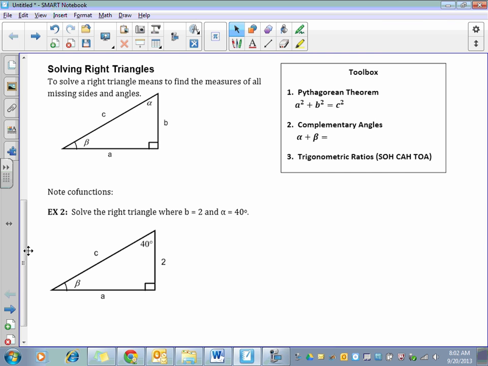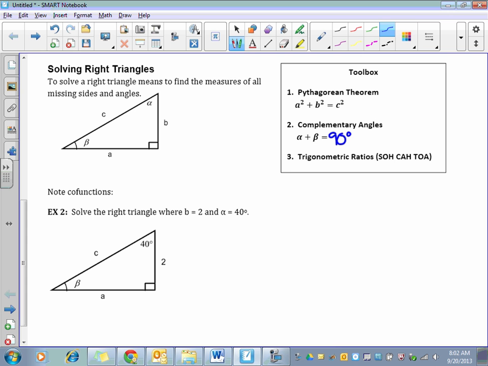When we're solving for right triangles, we have a couple of things in our toolbox. The first one we used already is the Pythagorean theorem. That's going to help us to find missing side lengths. We also have the rule of complementary angles because we know that all of the angles in a triangle add up to 180 degrees. And since it's a right triangle, the two non-right angles, or the acute angles, would have to add up to 90 degrees. So that helps us to figure out one angle if one is missing. And then finally, we could use our trigonometric ratios using SOH CAH TOA as we showed before.